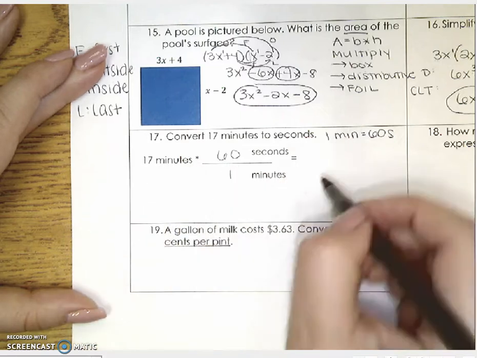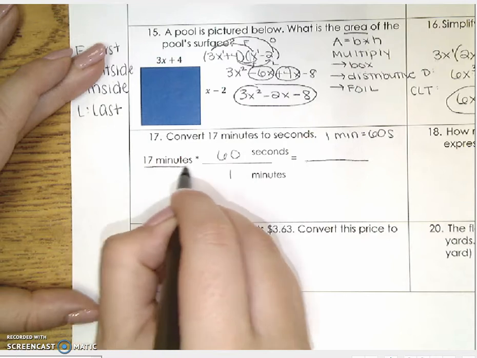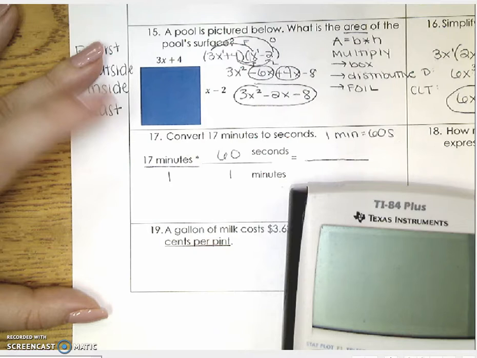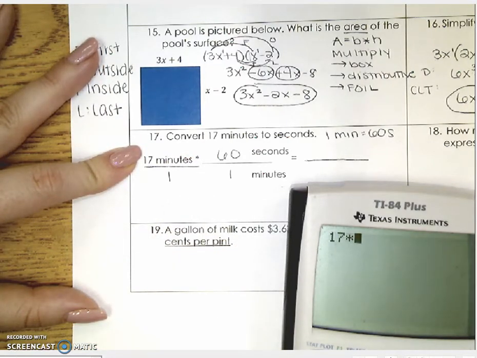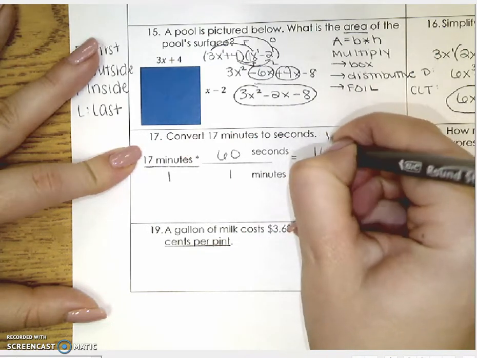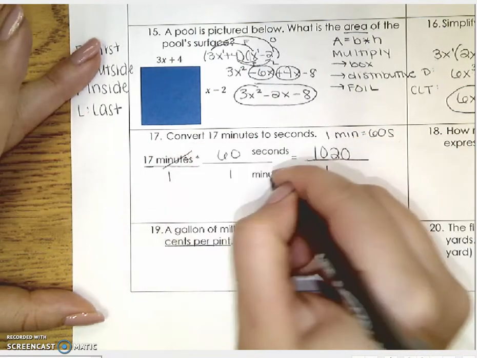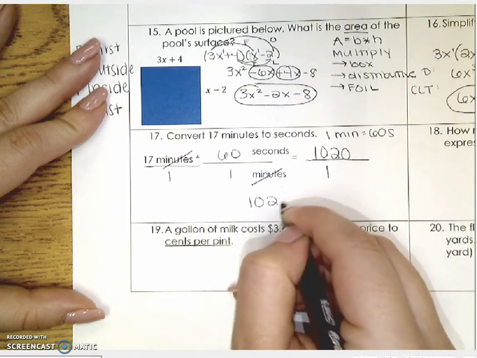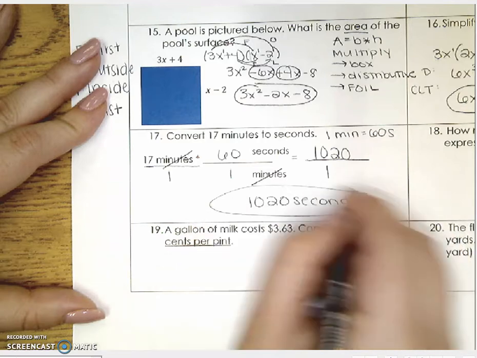My last step is to multiply everything across the top and everything across the bottom. Remember that this 17 minutes is on the top, so I'm going to put that over a 1 to remind myself of that. 17 times 60 is 1020. 1 times 1 is 1. Minutes cancel out, so I'm left with 1020 seconds.